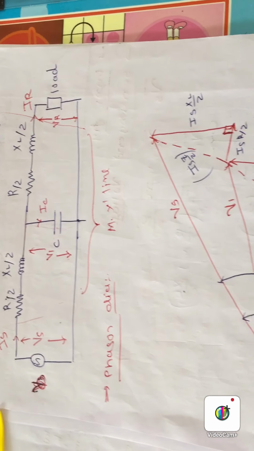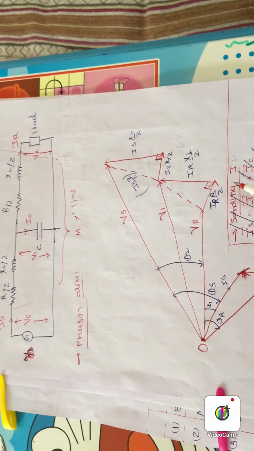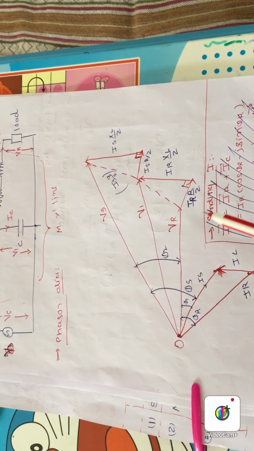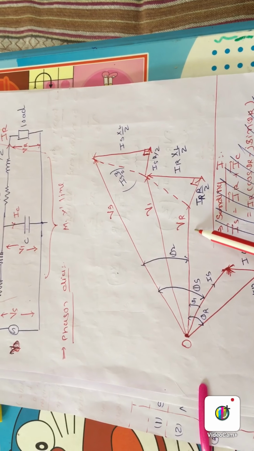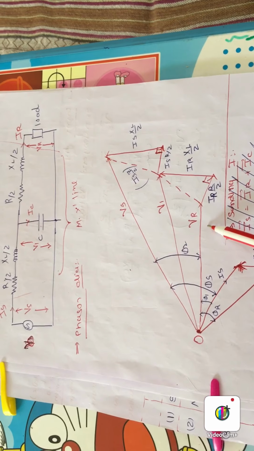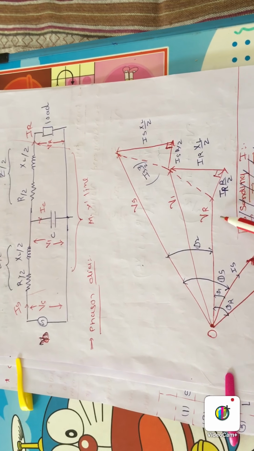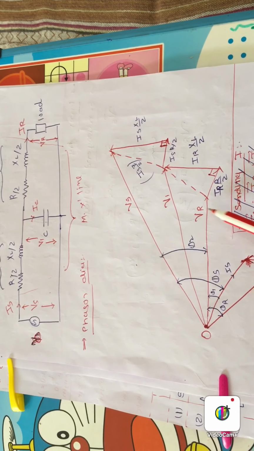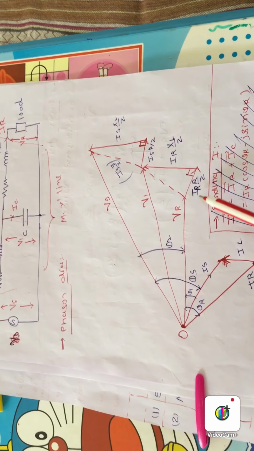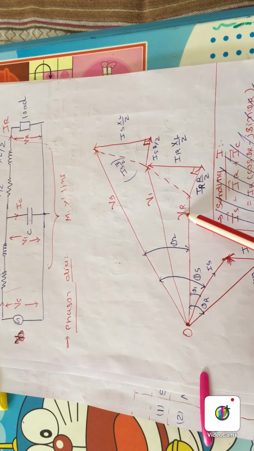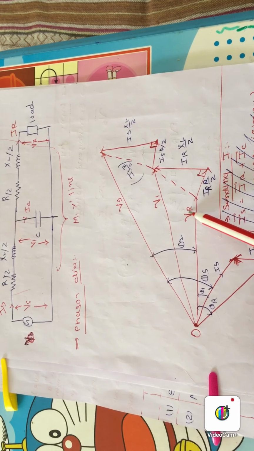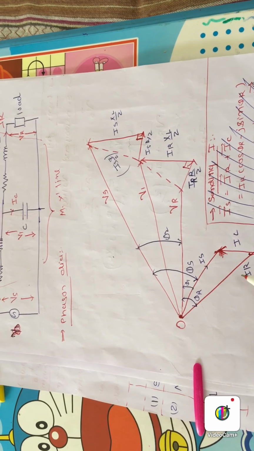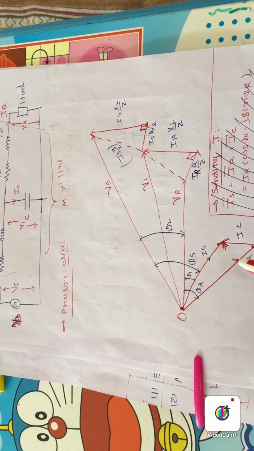Now we will study the phasor diagram. Here you can see the phasor diagram. We are taking VR, the receiving end voltage, as the reference. Now you can see VR and VS. First understand, since we have taken VR as the reference, VR lags behind IR.